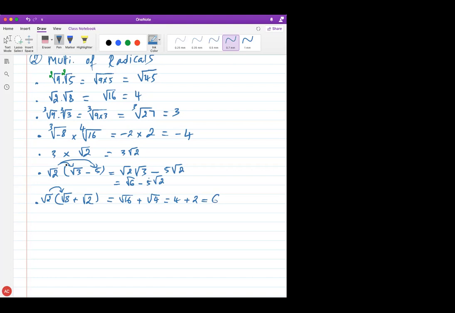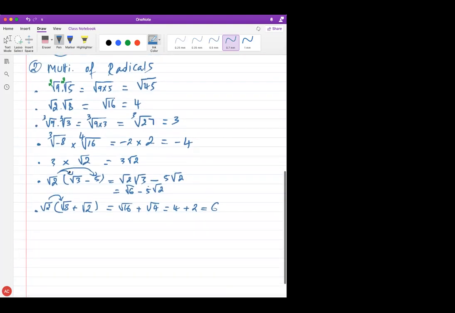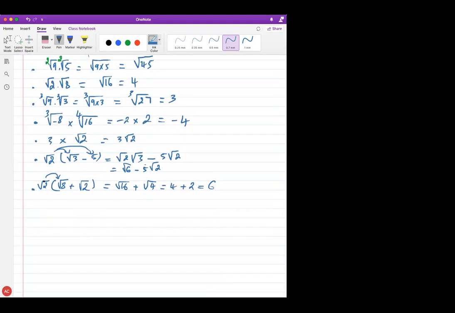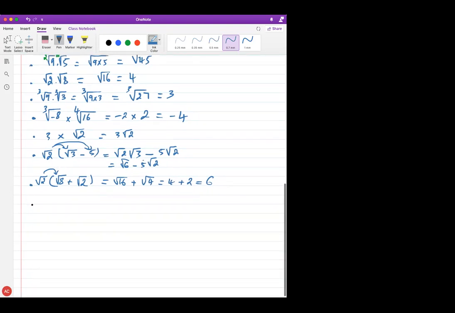Okay, so it's pretty simple to multiply radicals. Again, make sure you have the same indexes, otherwise you can't multiply. Now let's see if we have a distribution. If you have like a FOIL thing, like 2 radicals times 2 radicals.